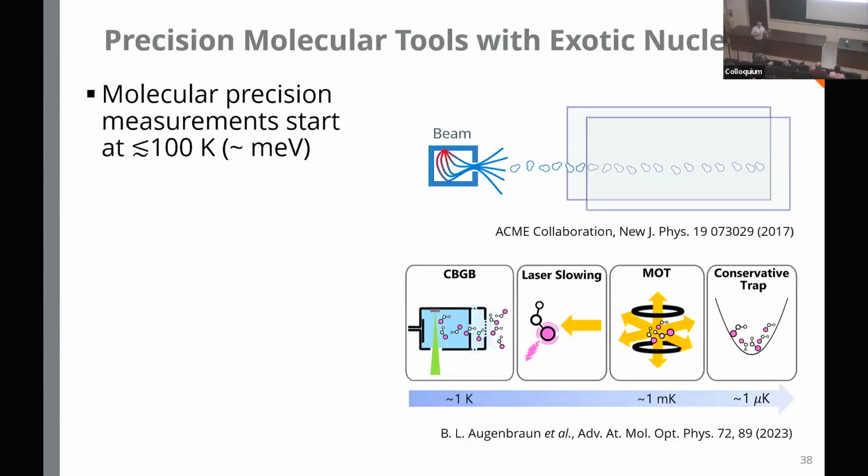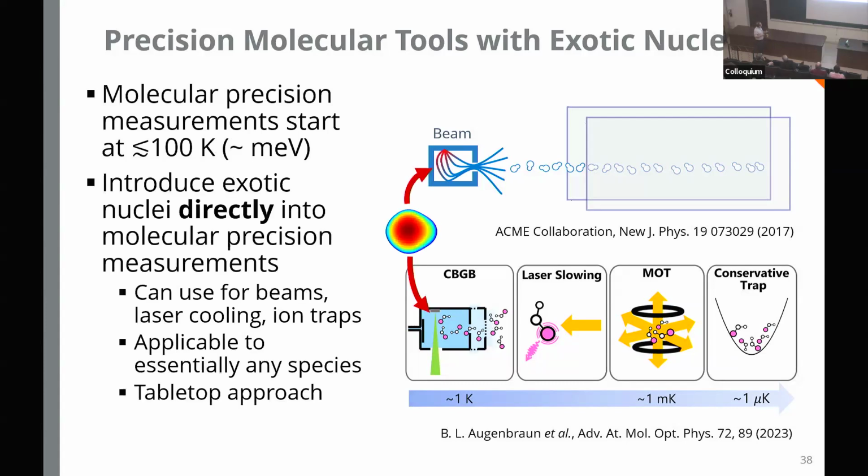If we want to use our tools that we've been developing for precision measurement, these start at much lower temperatures. These start at like milli-eV. So say to use a beam experiment like we've been doing with YbOH, or like the ACME experiment uses, or laser cooling and trapping, they start from these much lower energies. And so our approach is to introduce these exotic nuclei directly into molecular precision measurement experiments. So directly into these cryogenic sources for then beam formation or laser cooling or loading into ion traps. And this approach is nice because it's applicable to essentially any species as long as you can get it and efficiently handle it. And it's a tabletop approach.